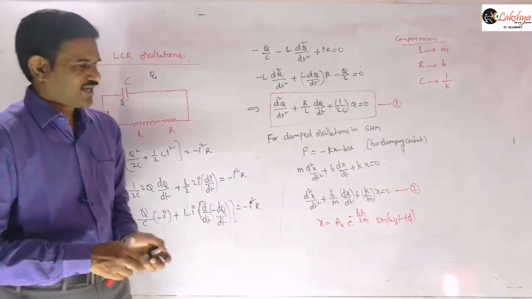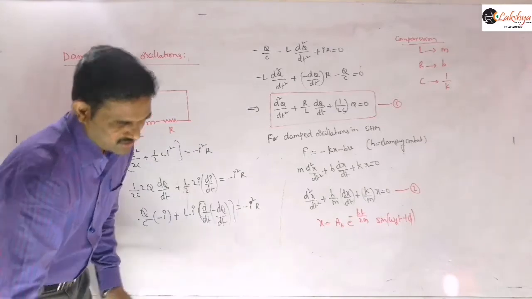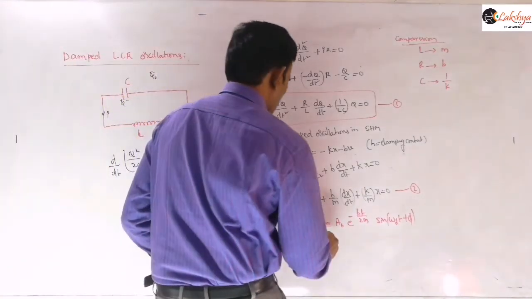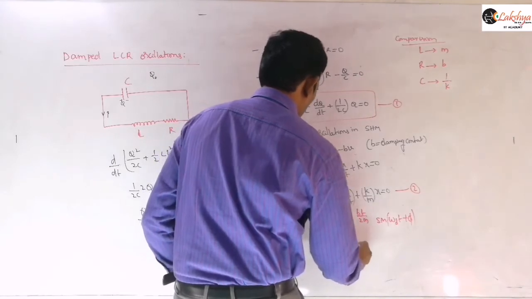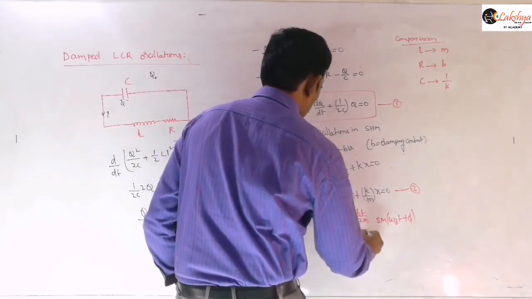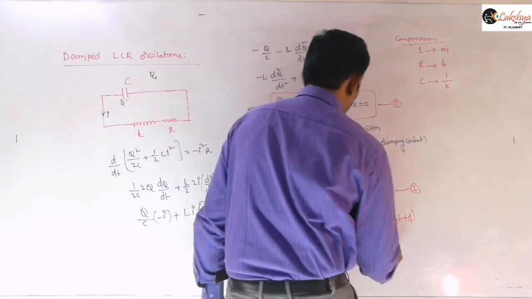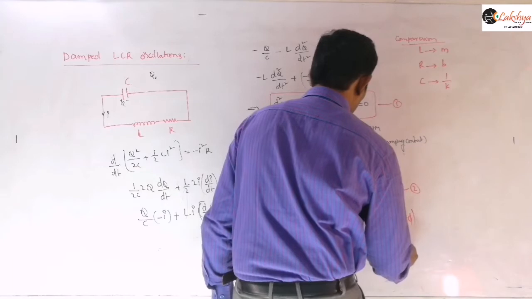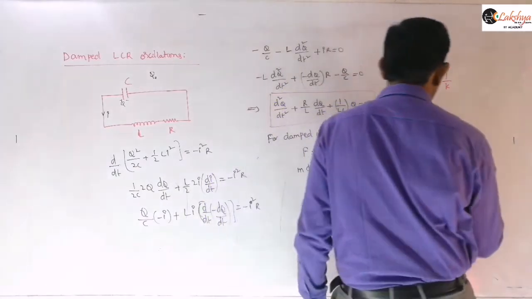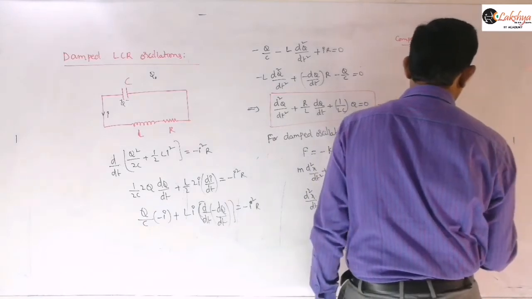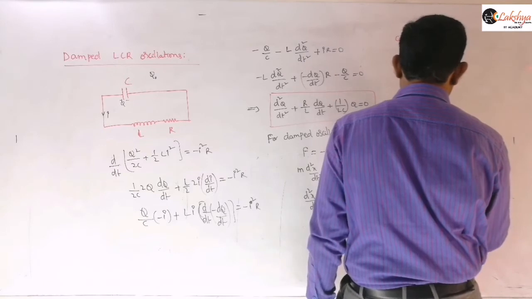So this is the amplitude of this oscillation, which goes on decreasing exponentially, right? And now here we can write that equation as, that means, q is equal to q naught into e power minus rt by 2l, where b compares to r, into sine omega d t plus phi. So that means you can compare this amplitude variation also like this. The amplitude of this oscillation, the charge, goes on decreasing here.